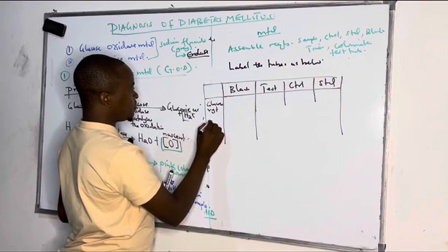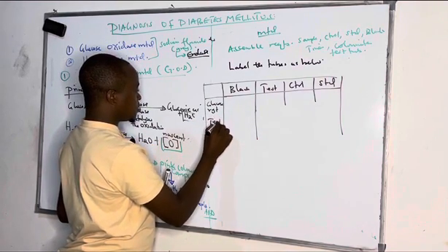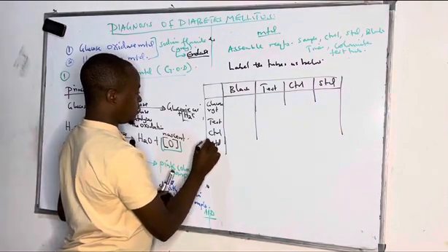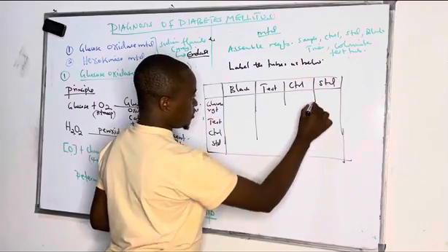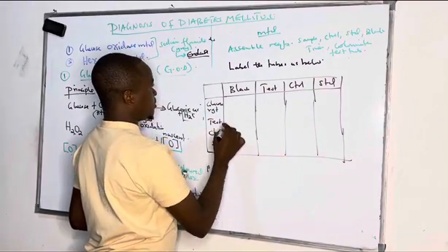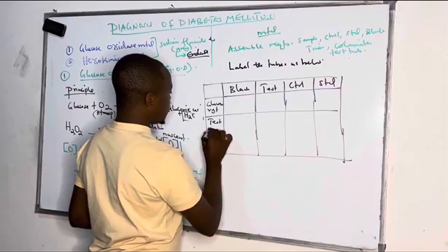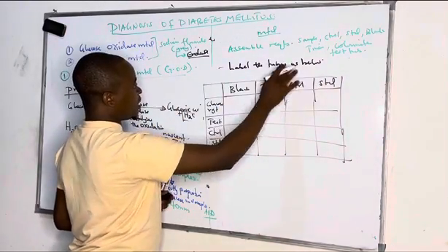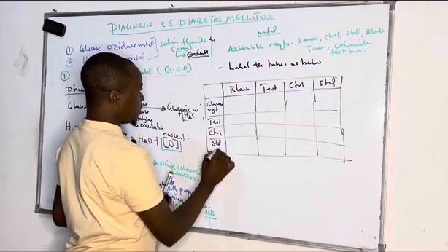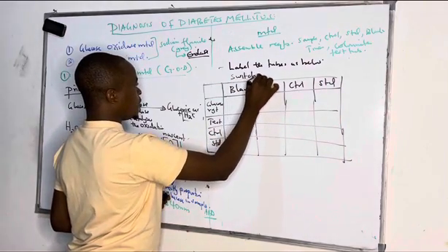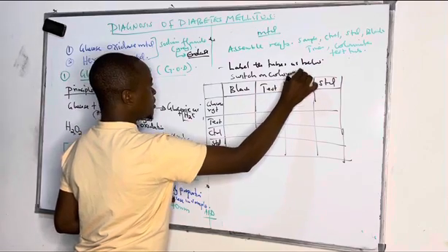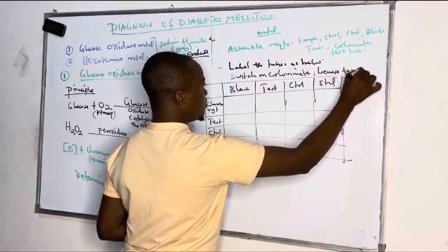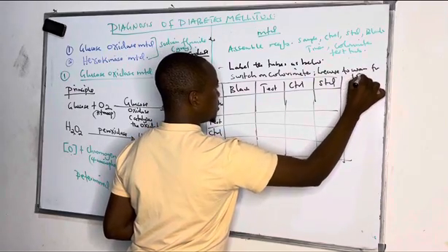Then we shall have the test, the control, and the standard in place. But before you mix, after assembling your requirements and labeling, you switch on the colorimeter. Switch on the colorimeter, and you leave it to warm for 15 minutes.